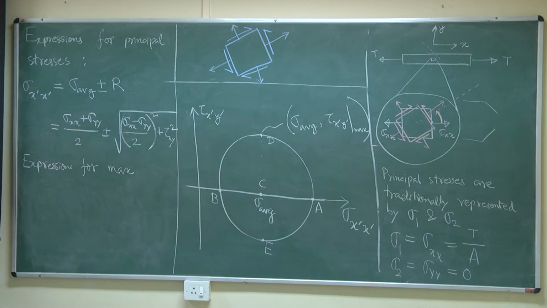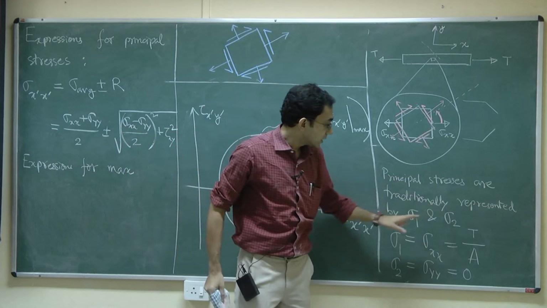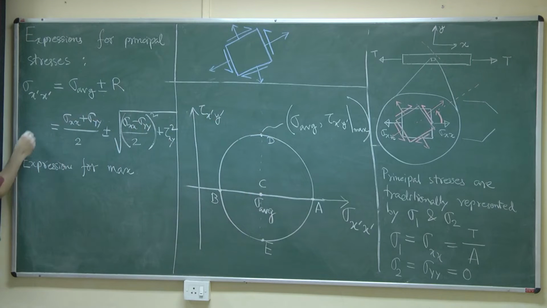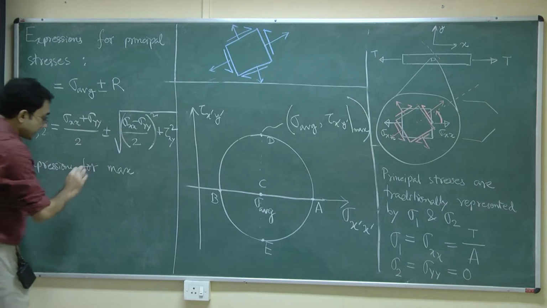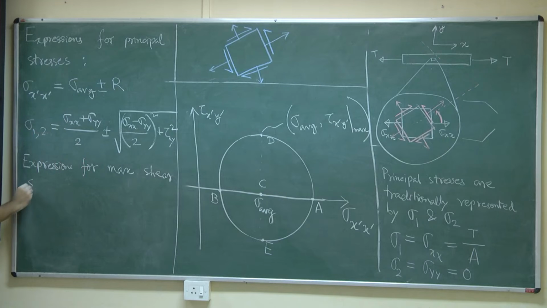You please note that I have written this as sigma x dash and x dash, but I have also written here that principal stresses are traditionally represented by sigma 1 and sigma 2. So, I can very well write that this is sigma 1 comma sigma 2, because I am having two answers here. So, sigma 1 and sigma 2 will be correspondingly this. So, now expressions for the maximum shear stress, we come back to this discussion.